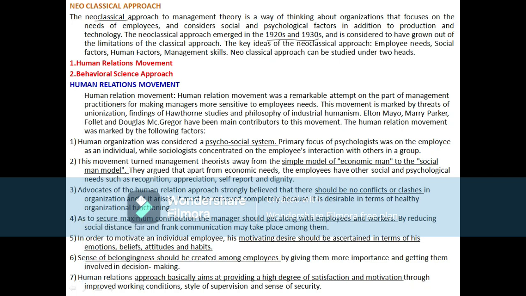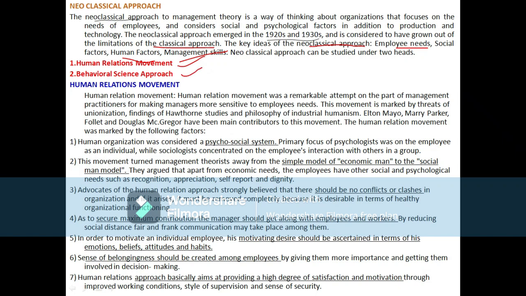It was because of the limitations of the classical approach that the neoclassical approach came into existence. The key ideas, or features, of the neoclassical approach are that it focuses on employee needs, social factors, human factors, management skills, etc. Under this approach, we are going to study the human relations management movement and the behavioral science approach.